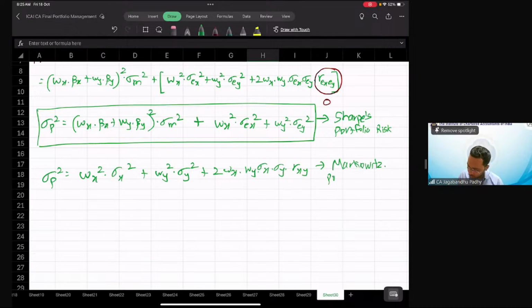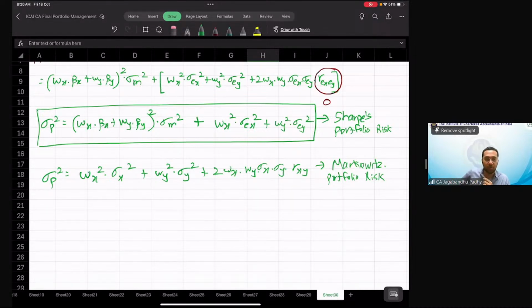So Markowitz portfolio risk is what we have already learned. We are just trying to contrast it with the Sharpe's portfolio risk. Now, out of these two, which one is easy to compute? Sharpe is easier to compute. And the calculation part, the numbers that we need, that is also lesser in case of Sharpe, because in Sharpe you need beta and you need the variance of error terms.